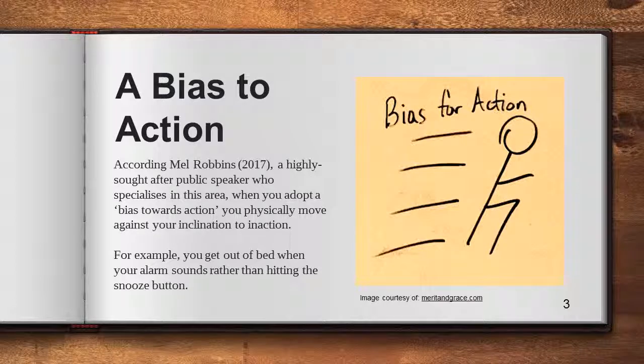The research shows that as human beings, we have an innate tendency to take the less demanding course of action when faced with two or more possible actions. In other words, taking a bias to action is deliberately resisting an impulsive behavior in addition to taking a physical action.